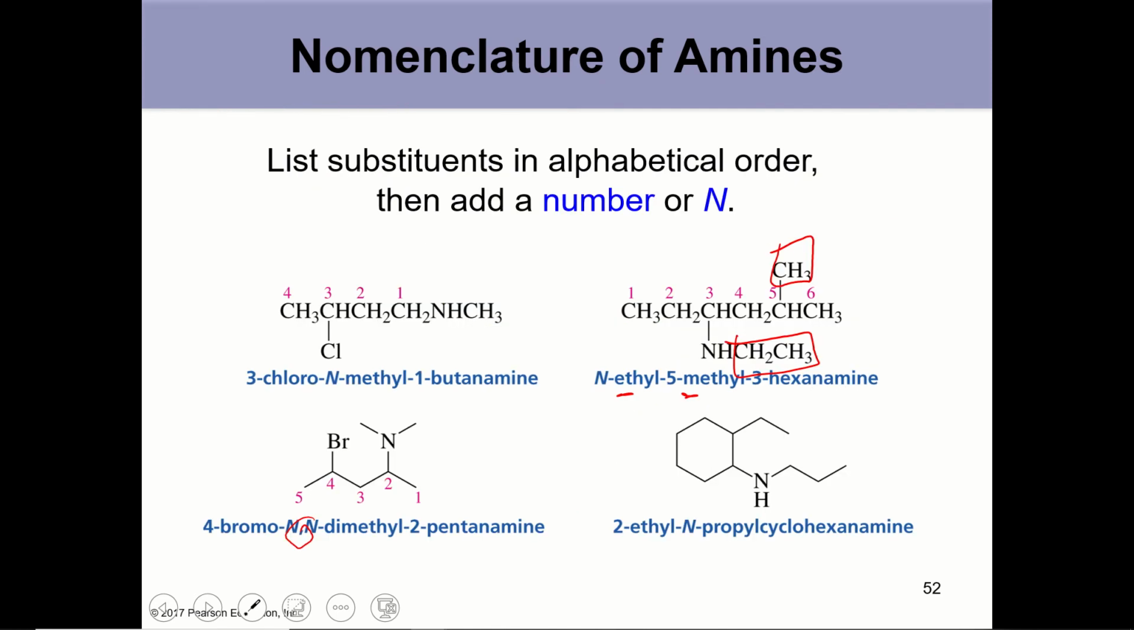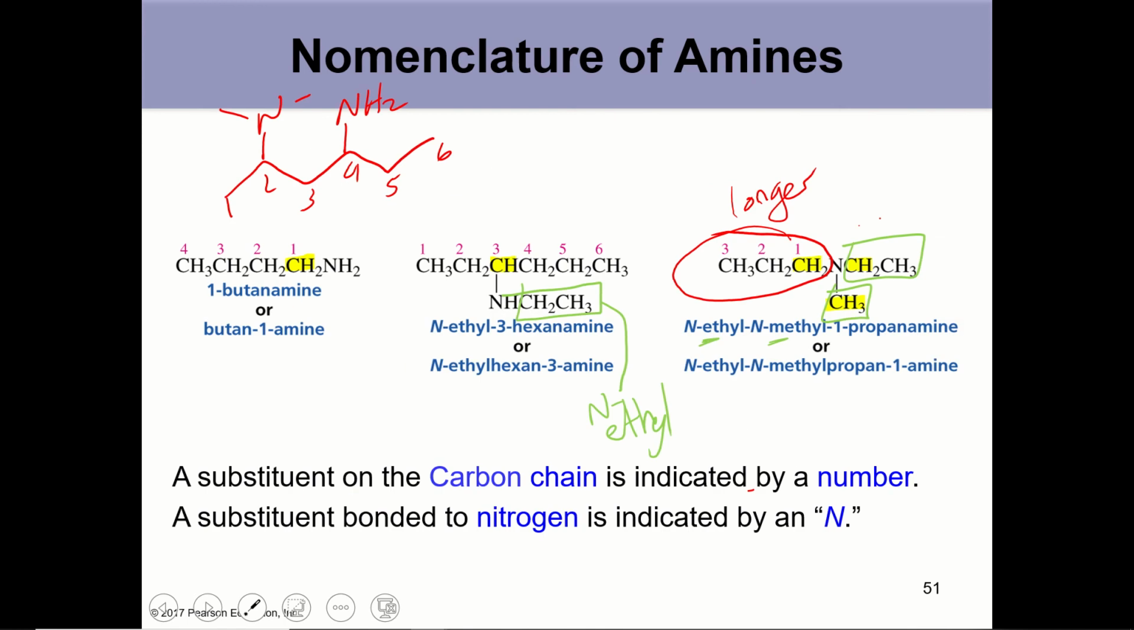Continuing with our nomenclature of amines, let's look at this example. We have a hexanamine with a nitrogen at 2 and a nitrogen at 4. The nitrogen at 2 has 2 1-carbon substituents, 1 carbon here and 1 carbon here. The nitrogen at 4 has no substituents.